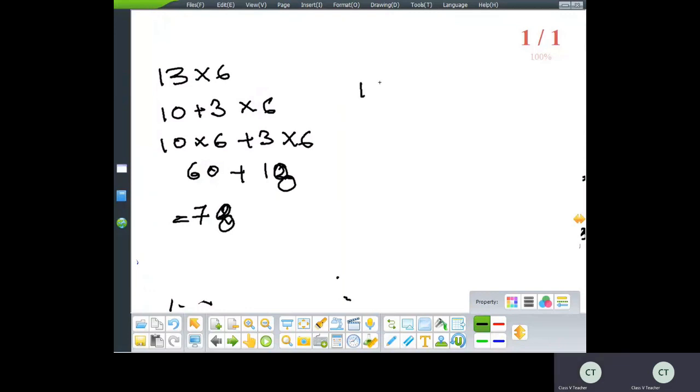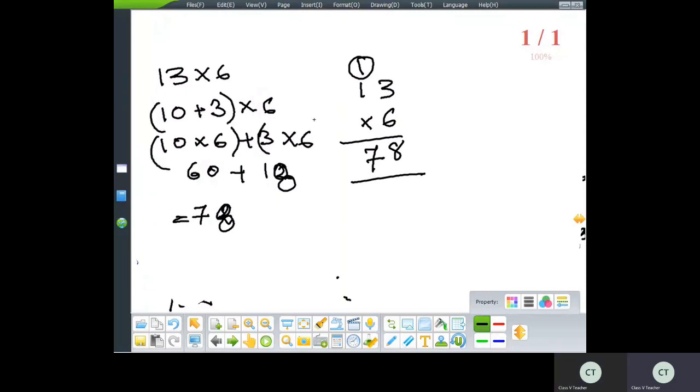Now let us multiply and check. 6 3s are 18, 8, 1 carry. 6 1s are 6 plus 1 is 7. 78. Yes or no? Understood? Split and multiply. Okay, so now let us take some bigger number. Let us do with a 2-digit number, a bigger number, split and multiply.